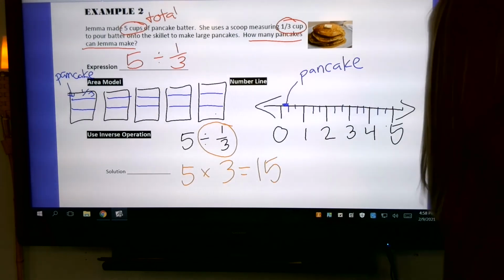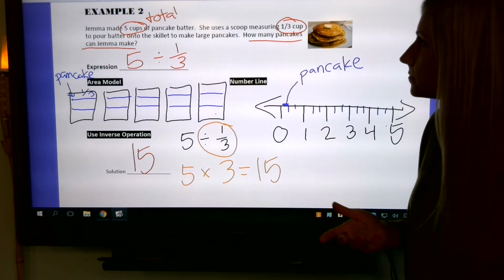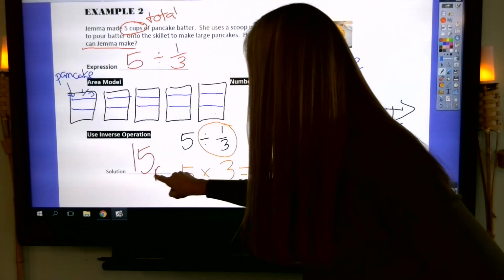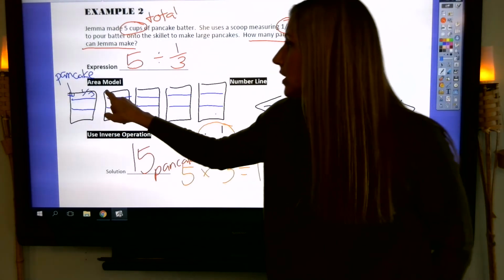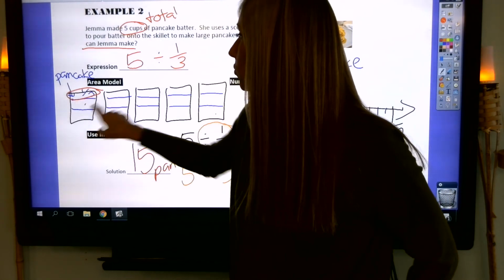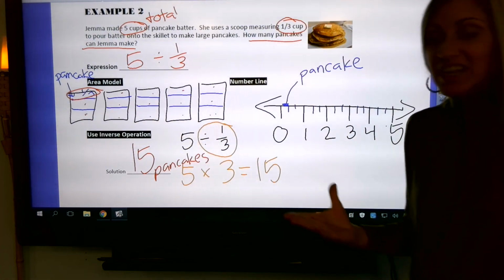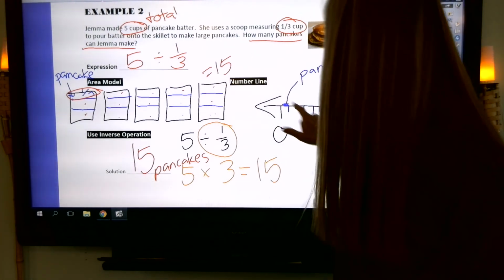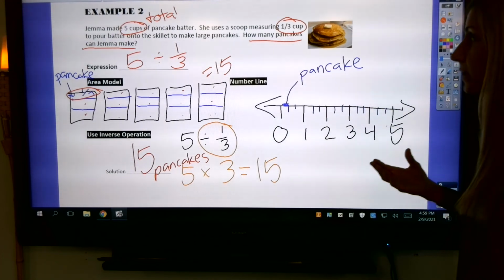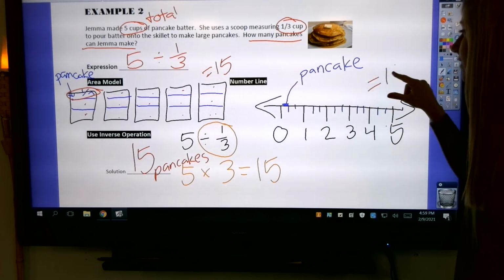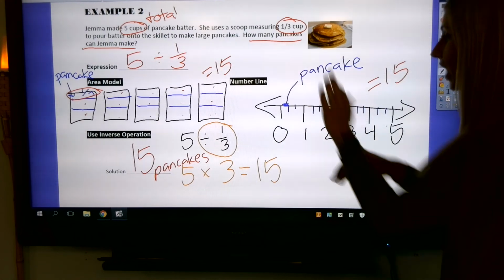So if it's 15, though, what are they talking about? What is our label? And then we'll talk about our models. 15 what? Pancakes. 15 pancakes. How can we see that in our models? Let's take a look. Let's work backwards. So if this is a pancake, for every single one of them, these are all pancakes. And there are how many of them? 15, right? 15 of those. And then if I count how many thirds I have, because that represents a pancake, that would be 15. See the difference? So you can really tell by what it's numbered by and then what it's cut by.